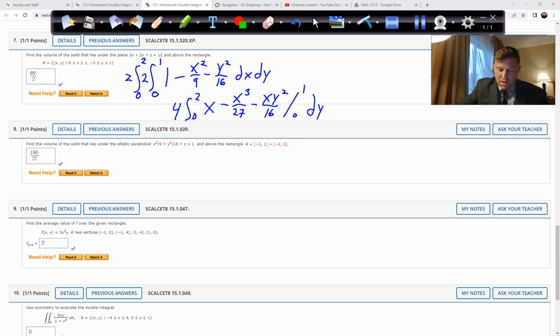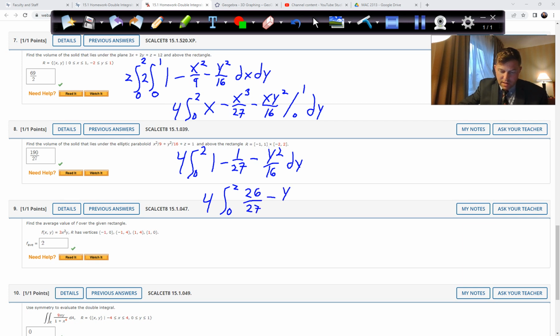So we plug in 1, which is really easy to work with also. We're going to get 1 minus 1 over 27 minus y squared over 16. And that's dy. Okay, and 1 minus 1 over 27 would be, let's see here, so this would be 4, antiderivative of 0 to 2 of 26 over 27 minus y squared over 16.